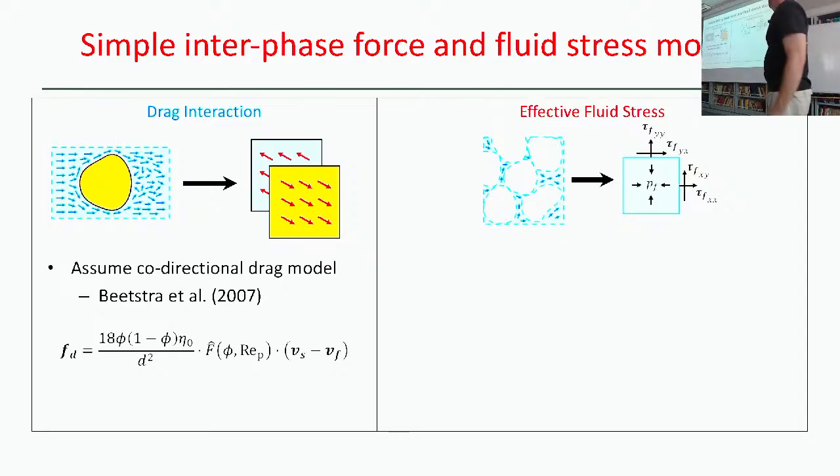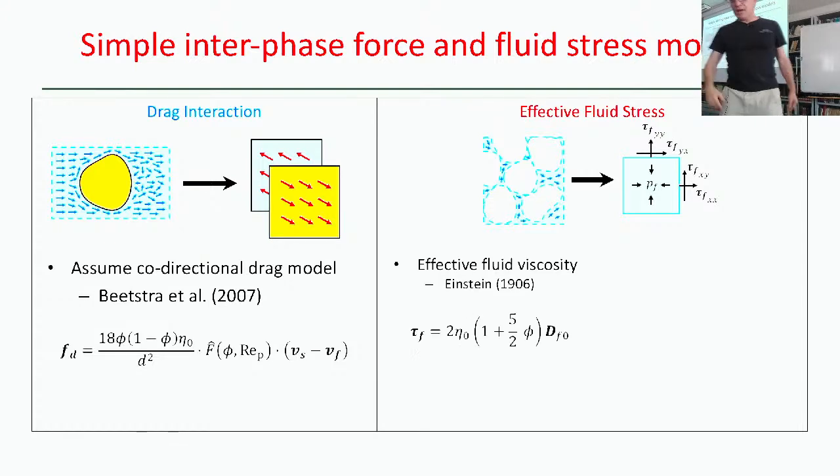Good. Okay. And now I need a model for the fluid stress. So I need to take what's happening here and calculate the average stress in here. And for that, I can actually use something pretty simple. I can just use the effective viscosity formula from Einstein. So Einstein at least came up with the first order correction to this and said if you have a fluid, but there's particles in it, and you say what's the average stress in just the fluid part, it has this correction, it has this packing fraction correction. So we're just going to adopt that.